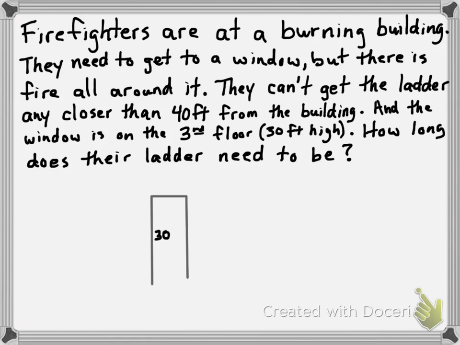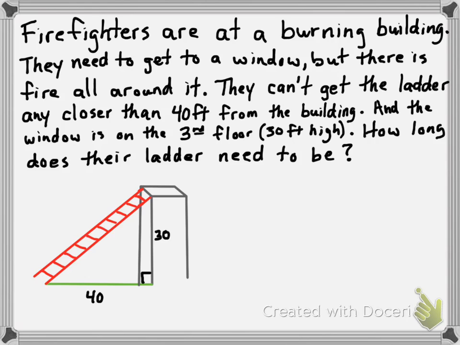Okay, there's my building. And we said it was 30 feet high, or at least the window I need is 30 feet high. Alright. And then there's obviously the ground, and there's 40 feet of ground in between where their ladder is going to be and the building, right? All right, and then there's a ladder. So I've got this ladder. Okay, so finish out the building. All right, now, so here's my building. Here's my ground. And here's my ladder.